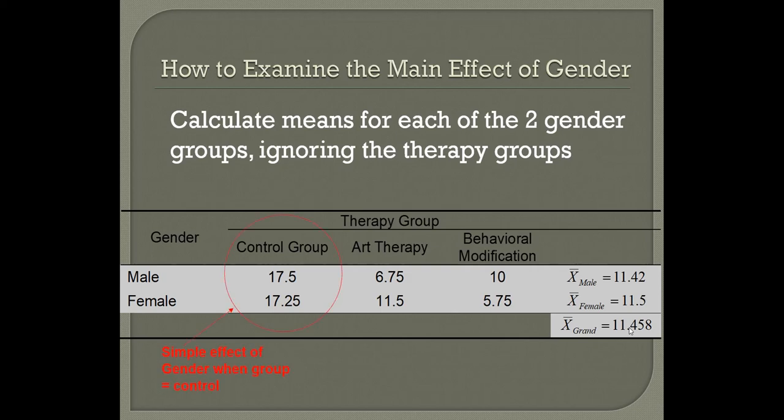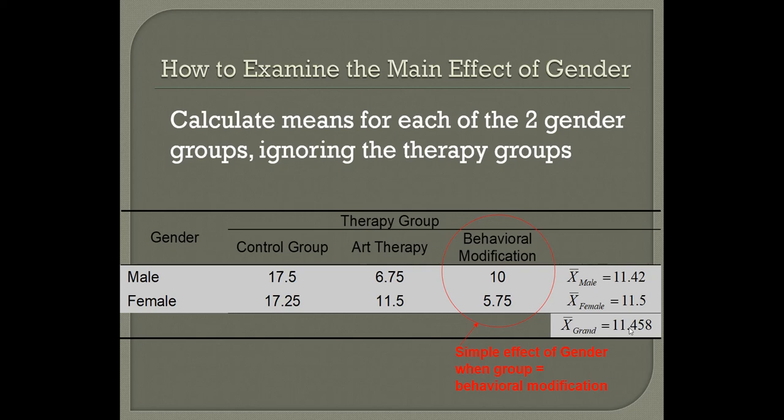We can also look at the simple effect of gender, so the differences between gender when the therapy group is the control group. That would be the simple effect of gender for the control group. The differences between those two marginal means would be the simple effect of gender for the art therapy group. And here we have the simple effect of gender for the behavior modification group.